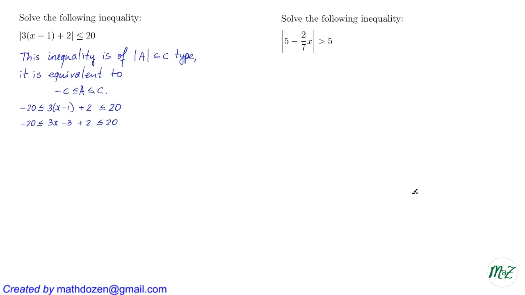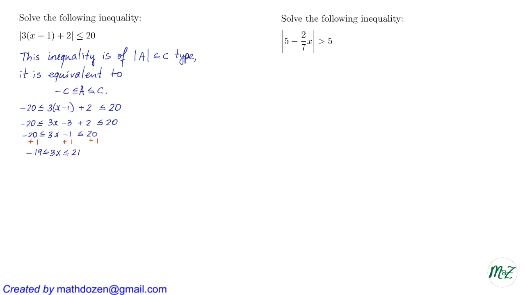So we distribute 3 over x minus 1. We have 3x minus 3 plus 2 in the middle. So combine negative 3 and 2, and we end up with 3x minus 1 in the middle. Now we're going to add 1 to all three sides of this compound inequality. So we're ending up with negative 19 being less or equal than 3x, less or equal than 21.